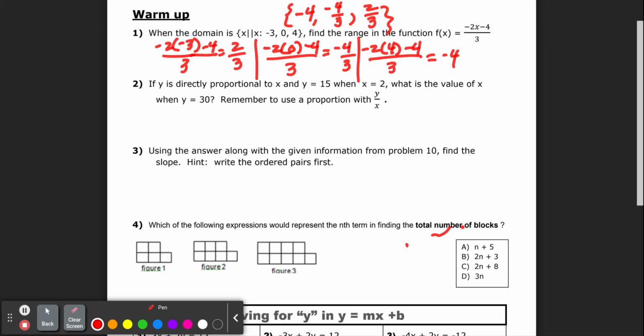Number 2, if y is directly proportional to x, remember that's y over x. When y is 15 and x is 2, what is the value of x when y is 30? So remember the bat and the ball. So 2 times 30 is 60. 60 divided by 15 is going to give us 4.